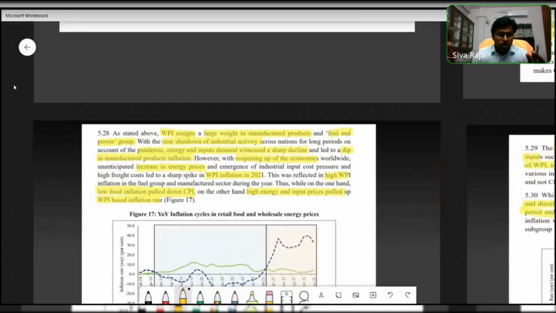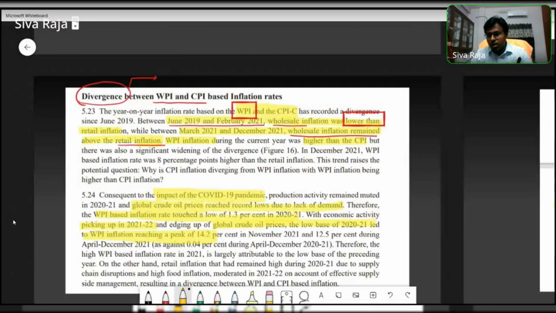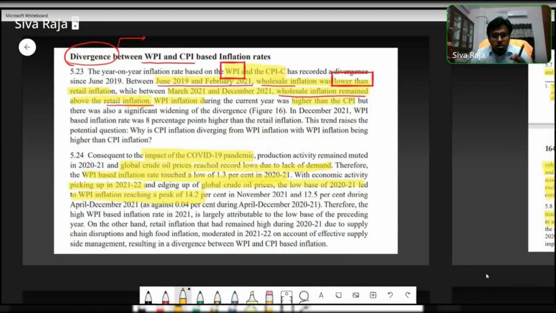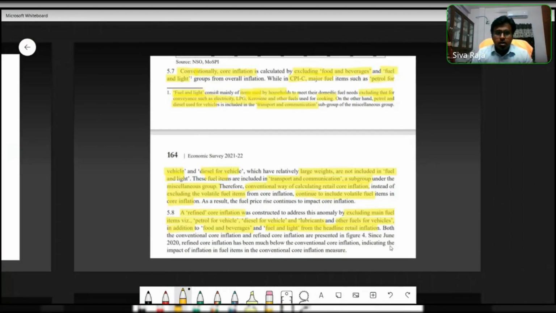Next point, come to this point. So this is what the economic survey says. Next, definition: there are key terms they have defined. So look at this point.